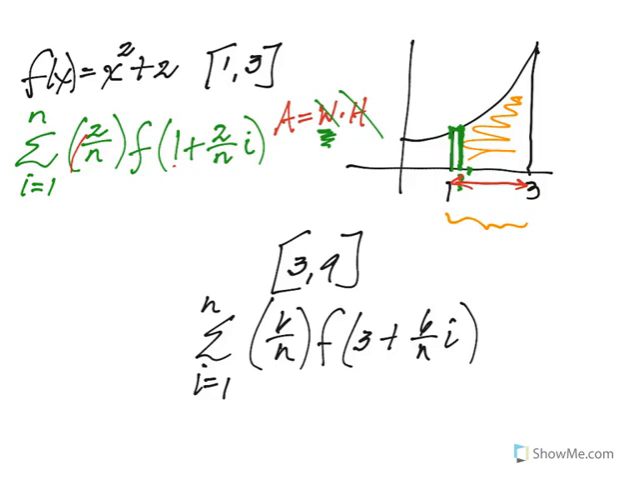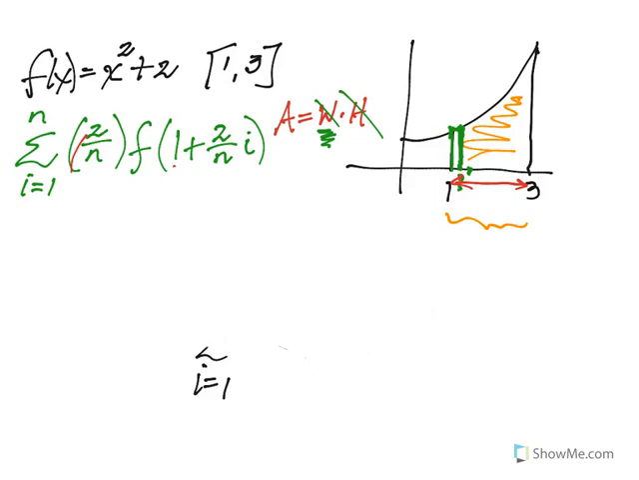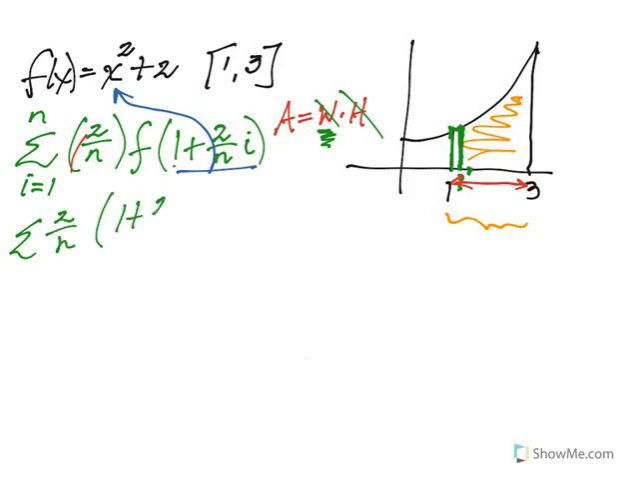So there's a shortcut you can use from here on out: distance over n, f of left-hand endpoint plus distance over n i. All right, so let me go show you, and from here on out, it's basically what we've already done before. This is the hard part to remember: I want to take this and plug it into my x in f. So this turns out to be the sum of 2 over n, and this is going to be 1 plus 2 over n i, the quantity squared, plus 2. And it's 2 over n times that entire quantity.